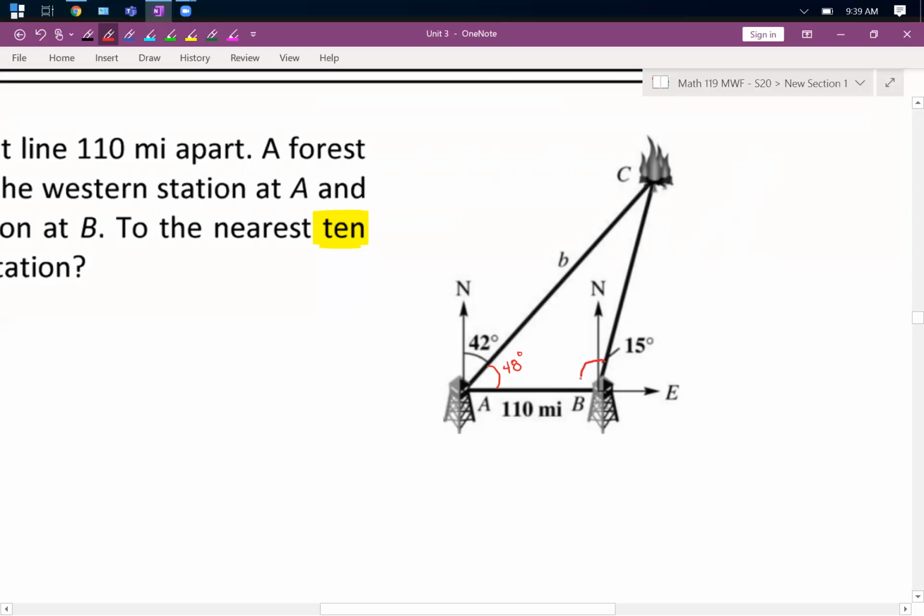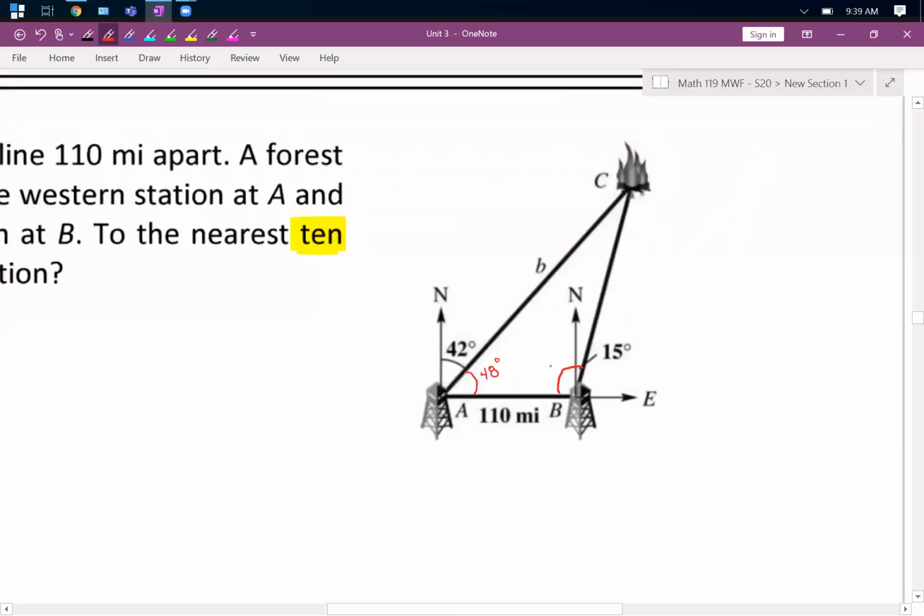Angle B would be 105. So again, we have that 90-degree angle with our east-west line and our due north line. So that's 90 plus the additional 15 makes 105. So then we can figure out what angle C is, knowing that all three angles have to add up to 180 degrees. Anybody got a calculator? Yes, 27 degrees. 27 degrees, thanks.